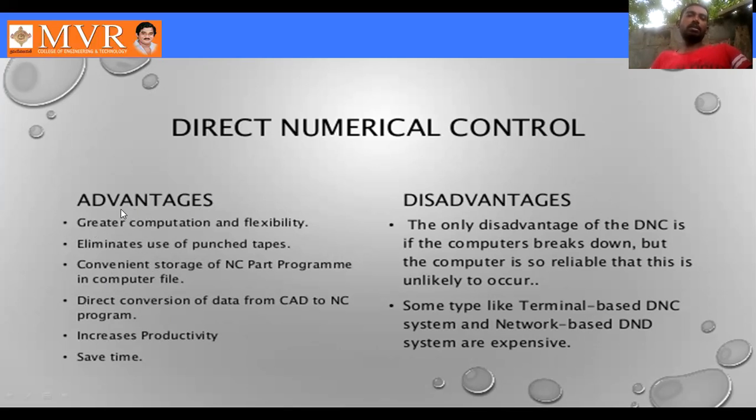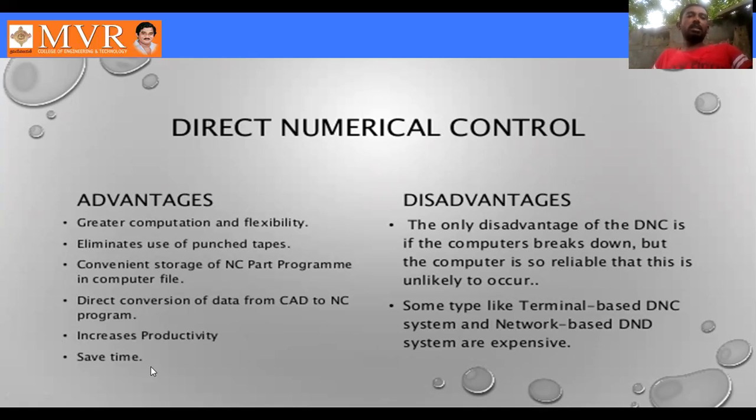DNC systems: the first advantage is greater computational flexibility in these DNC machineries. The second is that it eliminates the use of punched tapes. The third is conventional storage of NC path programming in computer files; the total program is stored in a computer file only. Then there is direct conversion of data from CAT to NC program. There is no medium; the program is directly converted from CAT into the NC machines.